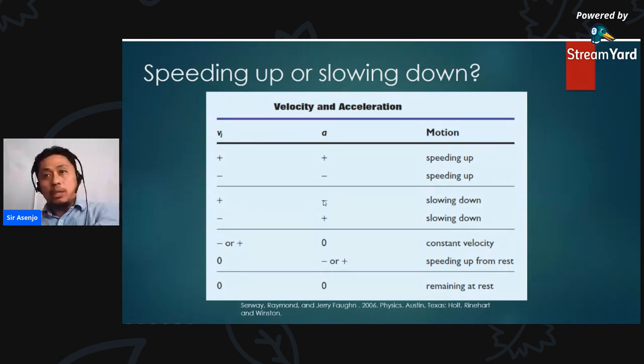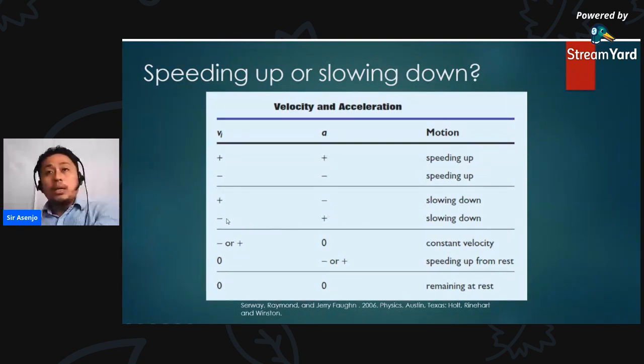What can we say about the motion of the object? The object is slowing down. Why is that, sir? If you observe this, the velocity is positive, the acceleration is negative, that means they are going in different directions. This positive velocity and negative acceleration symbolizes that the motion is slowing down. Again, this symbolizes that the motion is slowing down.